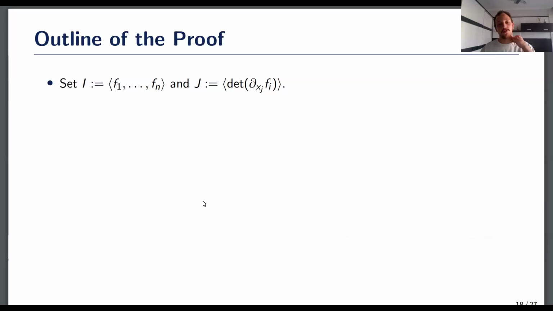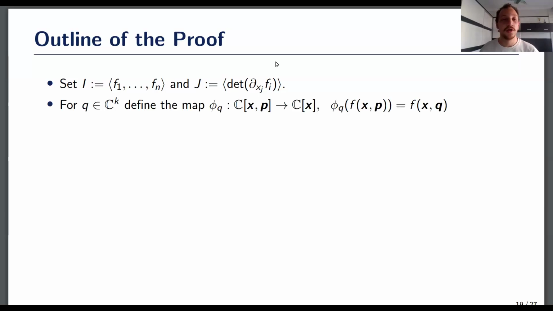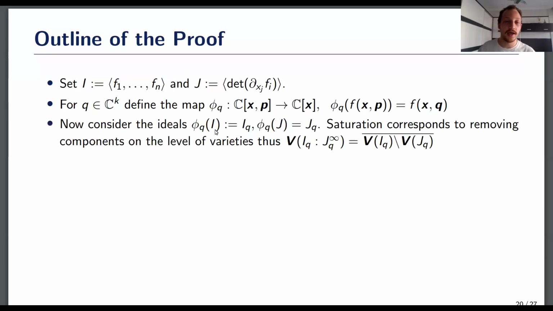So here is an outline of the proof. Let I be the ideal generated by the polynomial set, and let J be the ideal generated by the Jacobian determinant. And recall that the point is a regular zero if the Jacobian determinant does not vanish. So then we define a map phi_q which fixes the set parameters. For example, phi_q(f(x,p)) equals f(x,q), q is fixed. Then consider the ideals where we fix all the parameters in I and J.